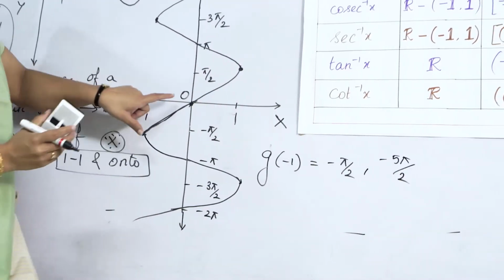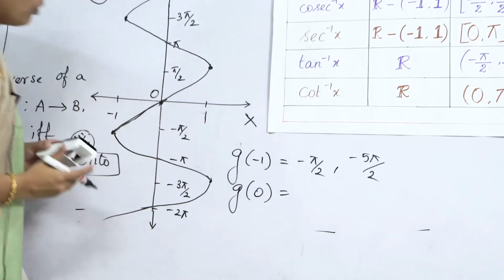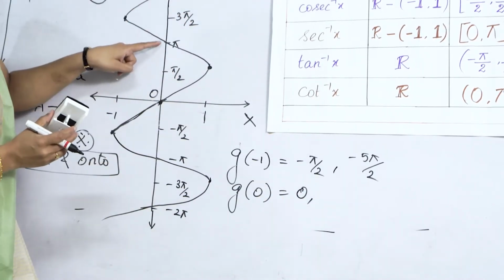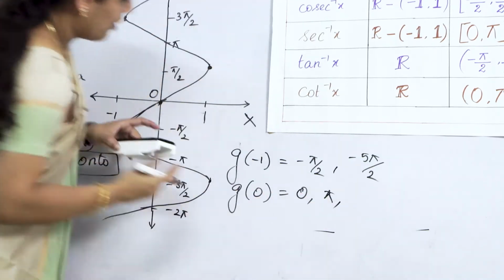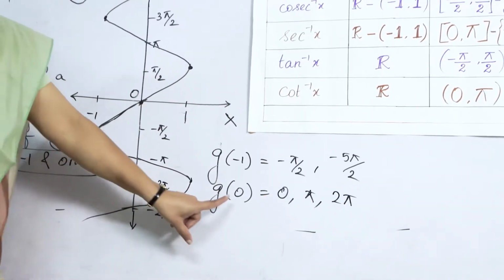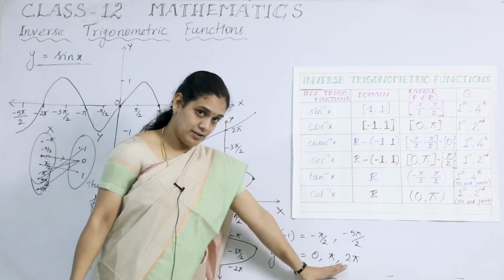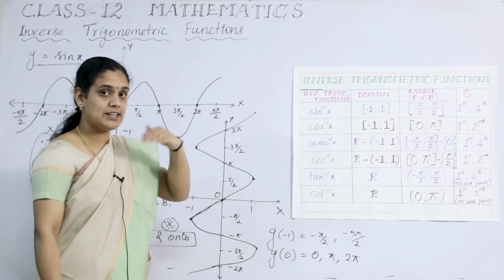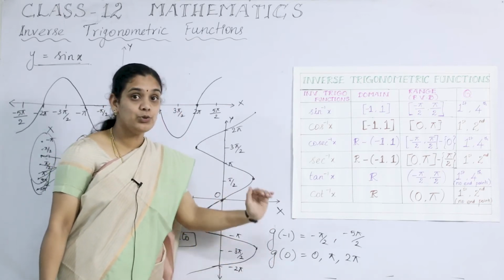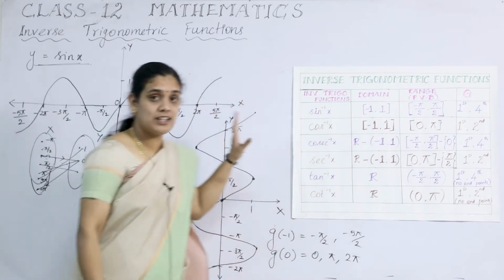Then again, if we take 0, that will be easy for us. g of 0 is 0. Then again g of 0 is pi. And g of 0 is again 2 pi. See, one element is mapped to more than 1, isn't it? Therefore, it is not a function. What is the definition of a function? Every element of the domain should have a unique image, but it is not having a unique image. It has more than one image. Therefore, it is not at all a function.